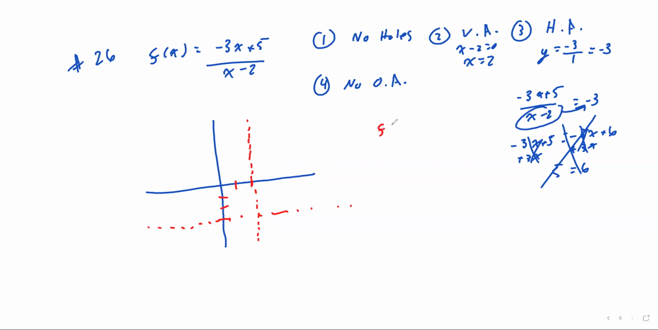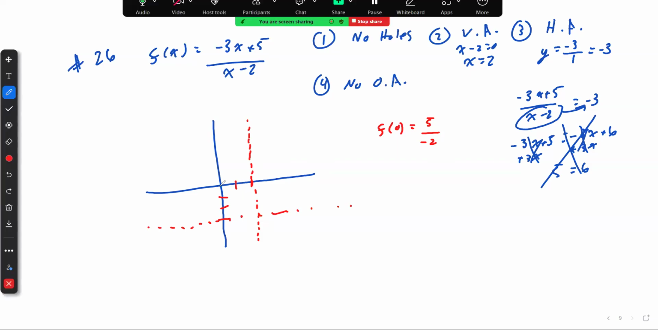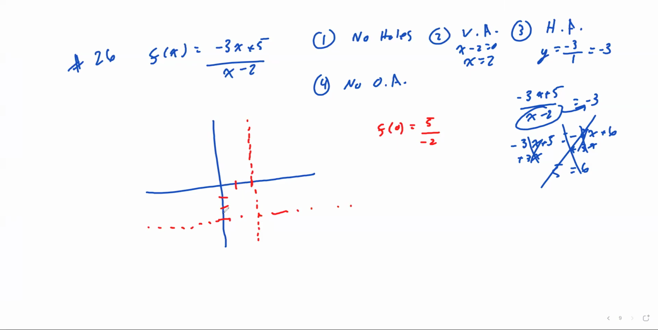So let's try f of 0. That's going to give me 5 over negative 2, so that's negative 2.5. Here's 0. Negative 2.5 would fall about right here. So that tells me I have a branch that looks like this. Now I'm going to choose f of 3. That's going to give me negative 9 plus 5 over 3 minus 2. That's going to give me negative 4 over 1, which is negative 4. So negative 4 does fall below, and therefore I have a branch like this.